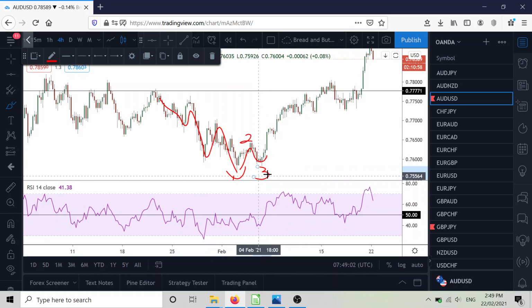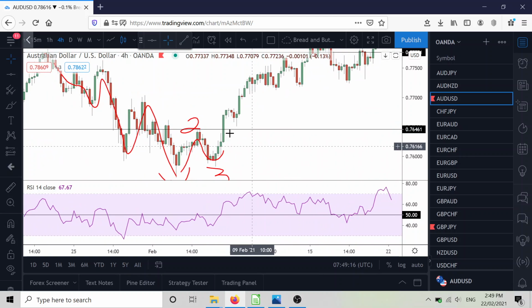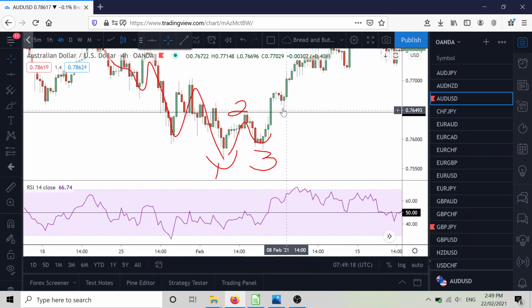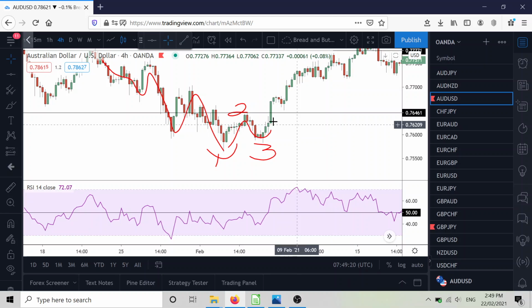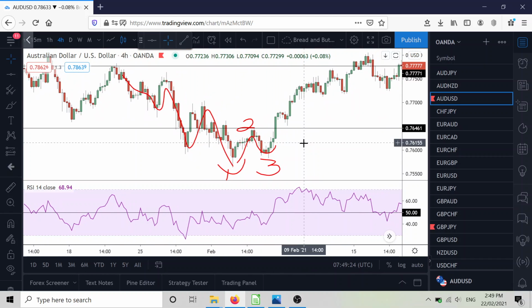At this point, all you need to do is wait for the price to break point number 2, or the previous high. So you draw a horizontal line. There you go. If you see that, you can see here the price breaks, or even closes above this swing high, or point number 2, and that is actually the confirmation to buy the pair.